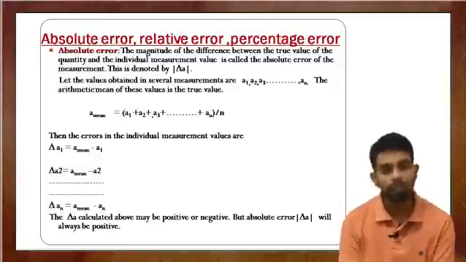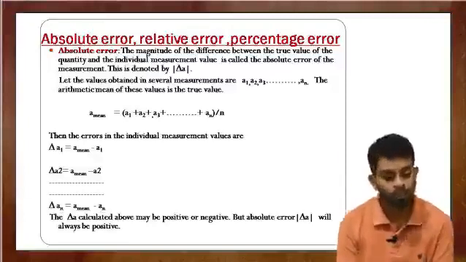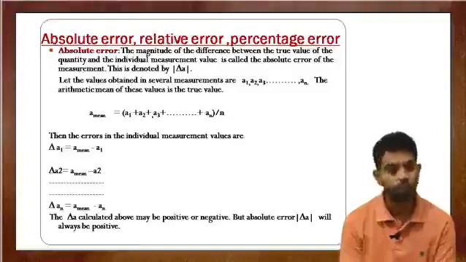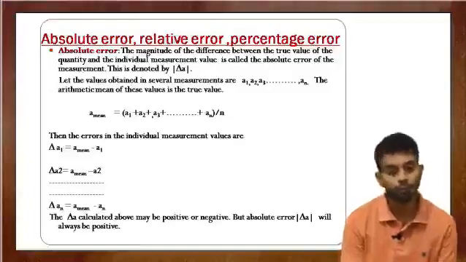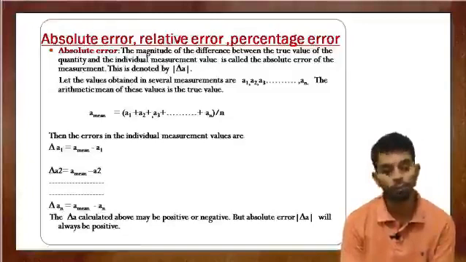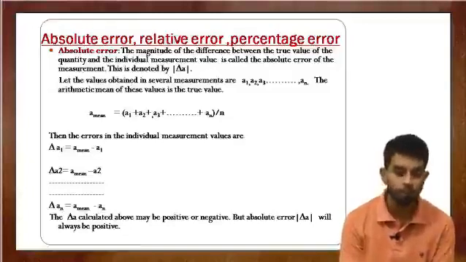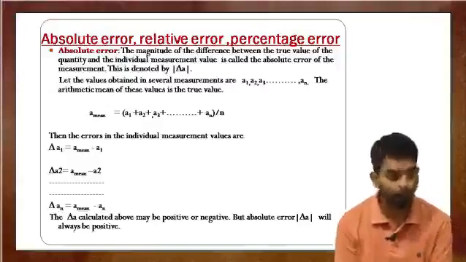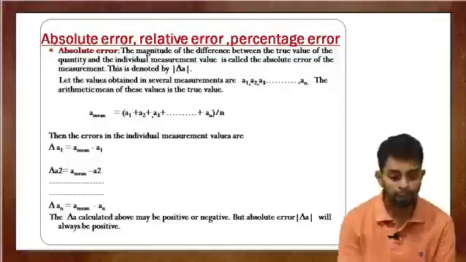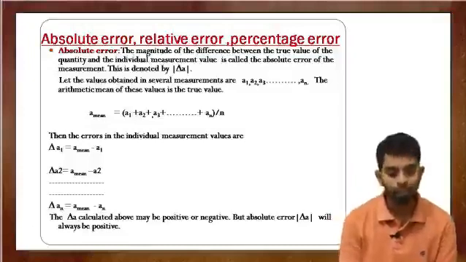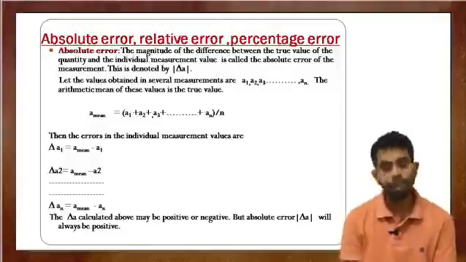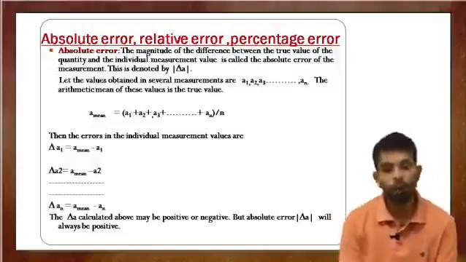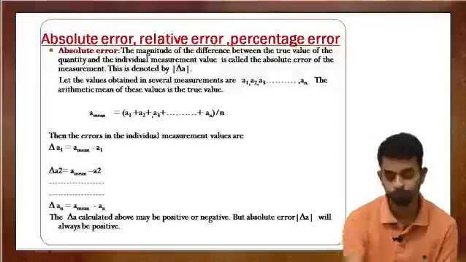Then the error in individual measurement. In the first measurement the error is del A1. So what is del A1? Del A1 is the difference between the true value and the measured value. True value is A mean, the average value, minus A1. Similarly del A2 is A mean minus A2. Like this we can write del An is equal to A mean minus An. The del A calculated above may be positive or negative, but the absolute error del A will always be positive.